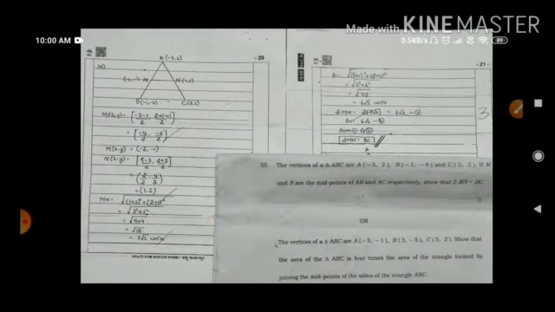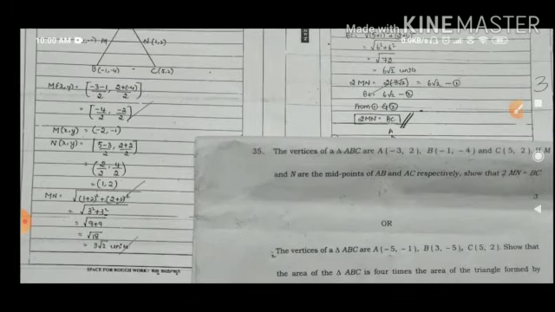Next, it is again a coordinate geometry question, and observe that here also there is a choice. The vertices of triangle ABC are given. If M and N are the midpoints of AB and AC, show that 2MN equals BC. This is very simple. First you have to find the coordinates of M and N. As they are the midpoints, using the midpoint formula, (x1 plus x2) by 2, (y1 plus y2) by 2, just use those formulas to find the coordinates of M and N.